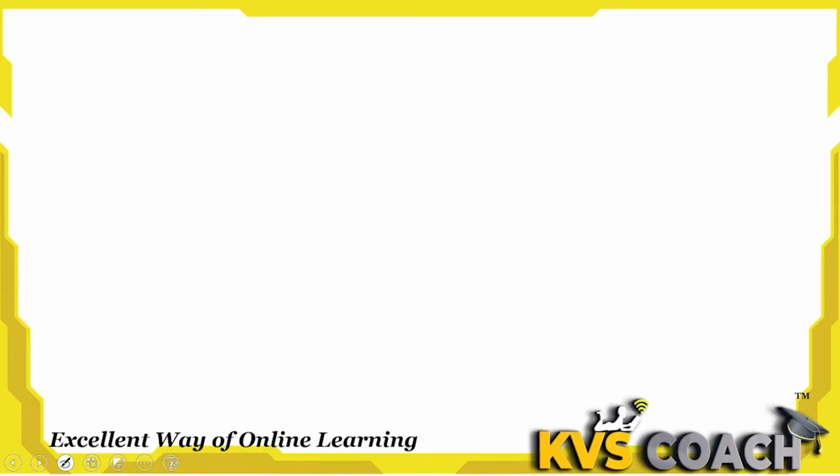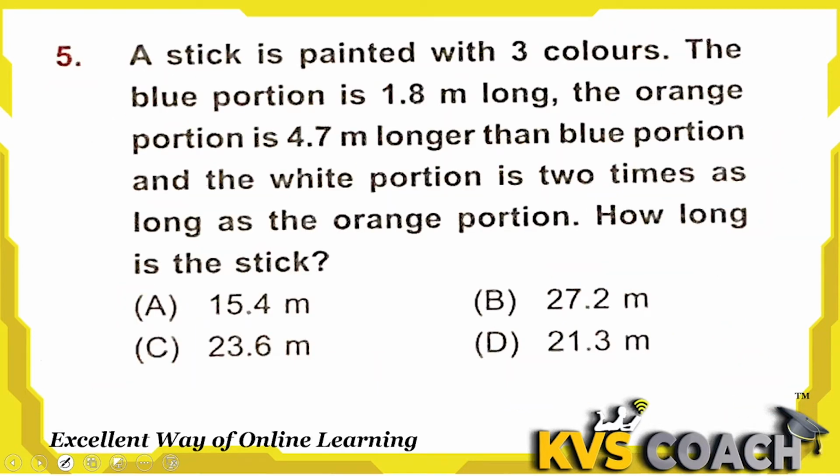Next is, a stick is painted with 3 colors. The blue portion is 1.8 meter long. The orange portion is 4.7 meter longer than the blue portion. And the white portion is 2 times as long as the orange portion. How long will the stick be?